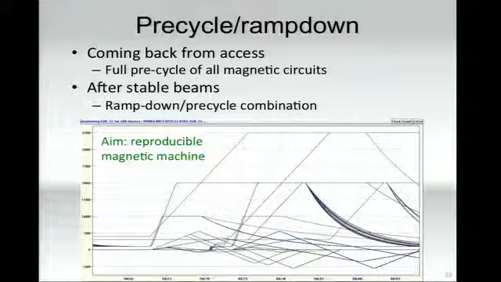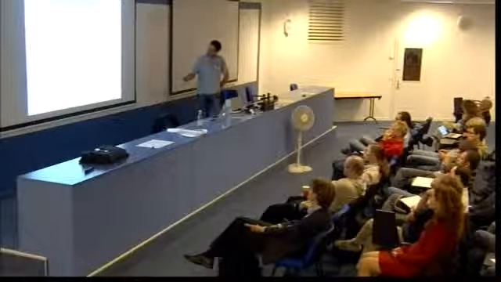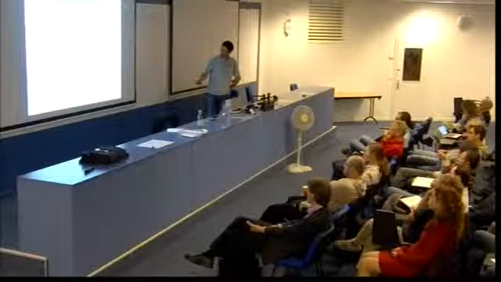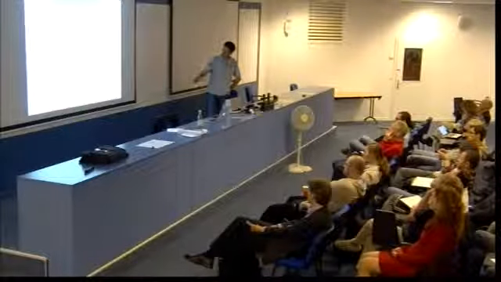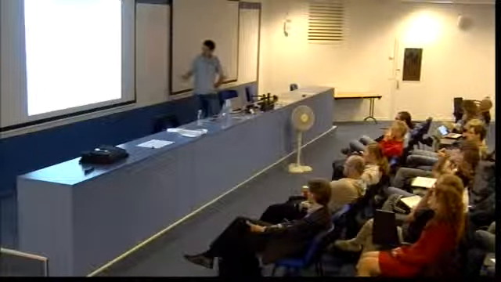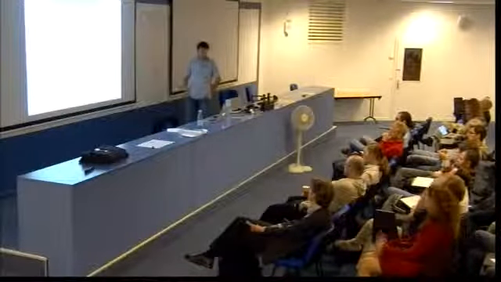The aim here is, by doing the same thing every time, going up to the same current, coming back down, and then going to the injection level, we get a reproducible magnetic machine. So we put the beam in, the tunes are the same, the orbit's the same, the chromaticity is the same. This is something we do fairly rigorously. This takes about 35 minutes. We come out of access, we put all 1700 magnetic circuits through the mincer, and only then do we actually start the injection process.